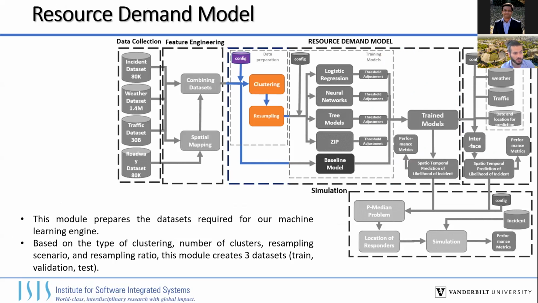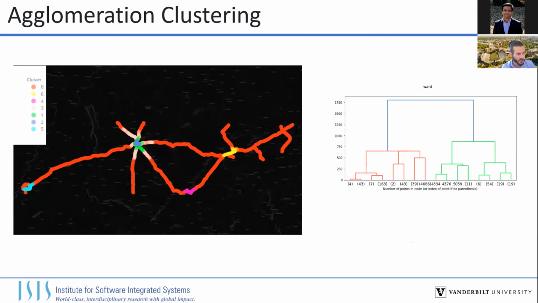So the first module, or most of it, is about just collecting the data, combining the data, and aggregating the data. Then after that, we have two important modules. One of them is the clustering and the resampling. So the idea of clustering is putting the segments that we believe are similar together.